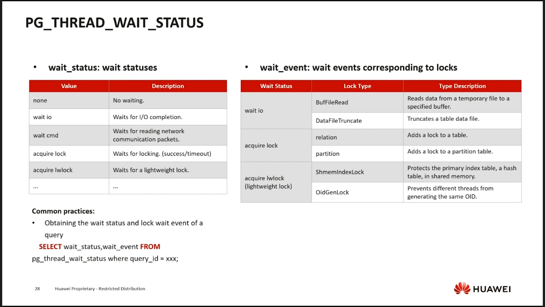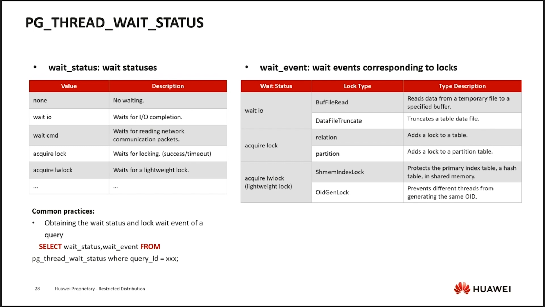The table on the left lists the wait status, and none indicates no waiting. Wait IO indicates the thread is waiting for IO completion. That is, there may be an ongoing disk read task, for example, loading a configuration from the disk to the memory. Wait command indicates the thread is waiting for reading network communication packets. It may also be waiting for locking.